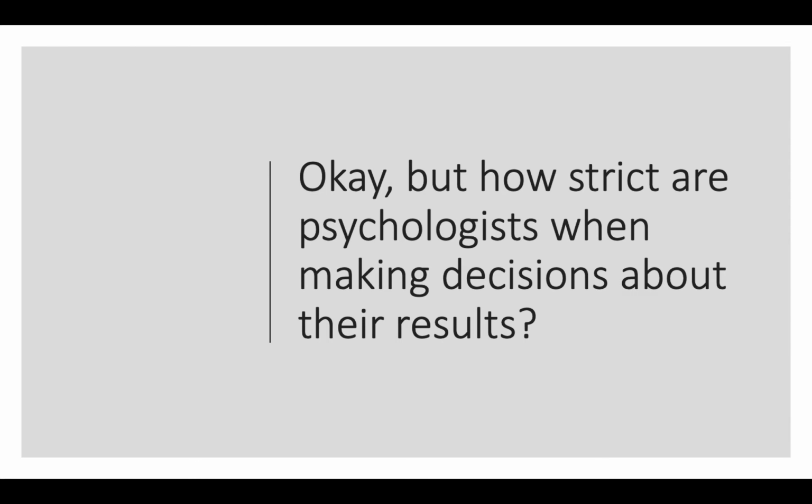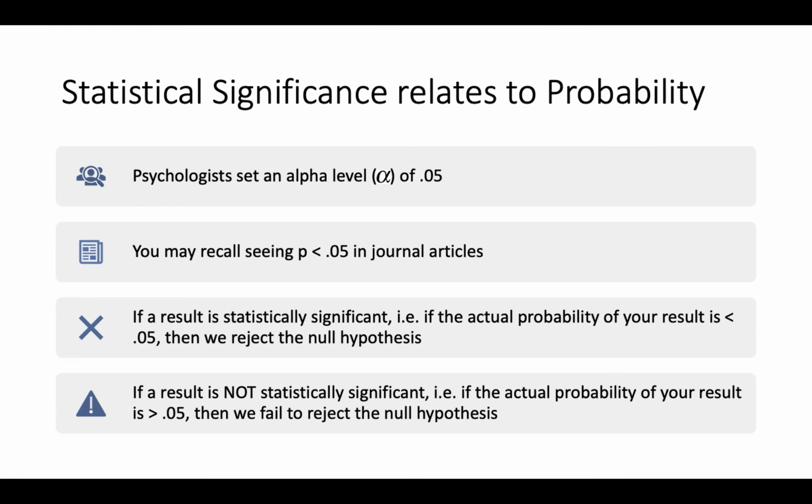Okay, but how strict are psychologists when making decisions about our results? Does anyone know off the top of their head, I would typically ask you? Well, psychologists are pretty strict. We set an alpha level of 0.05. So you'll see p is less than 0.05 in a lot of journal articles and reports, and you'll see it a lot in this class.